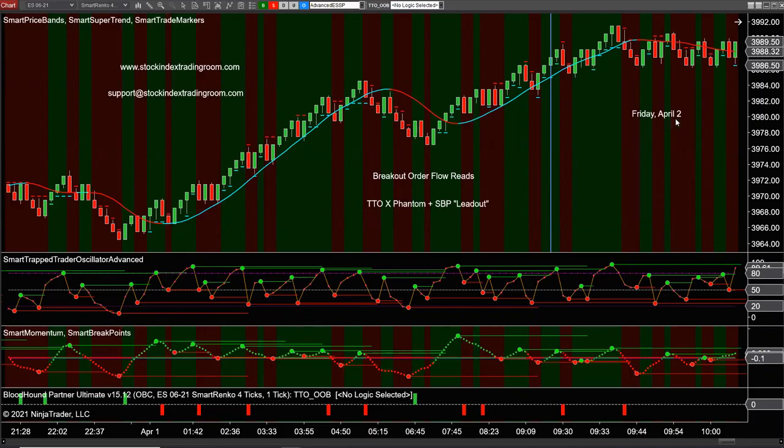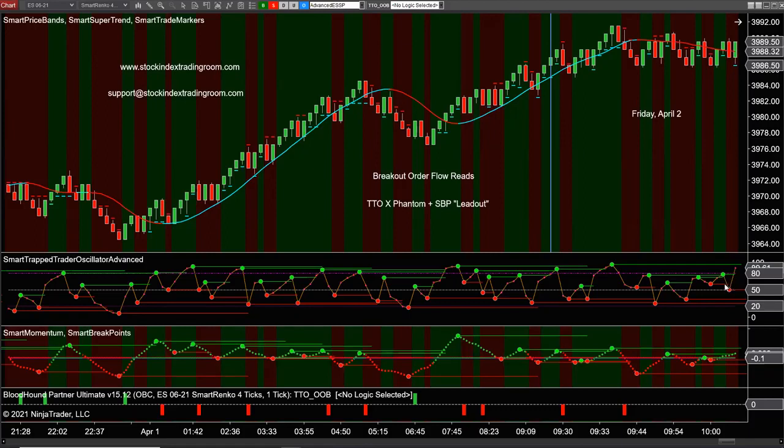This chart is for Friday, April the 2nd. Our blue vertical line is the market open. And I'm going to draw your attention to the right side of the screen here. And if you followed our work, you'll know this is an engulfing Trapped Trader Oscillator pattern, where one single reversal bar breaks through both a red and green horizontal line.